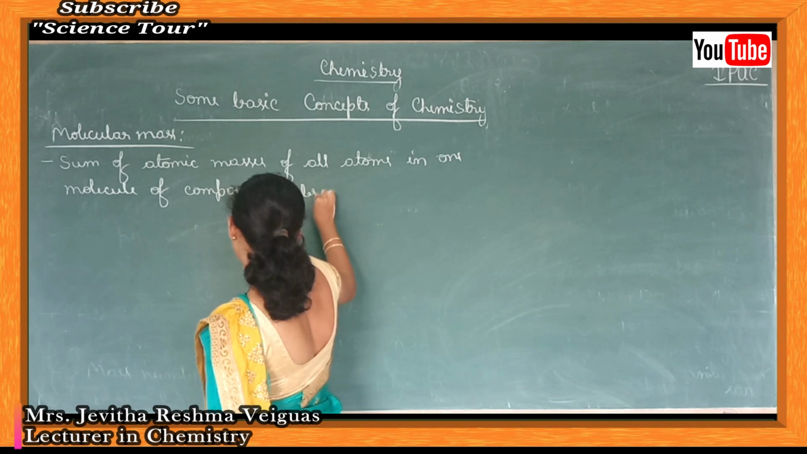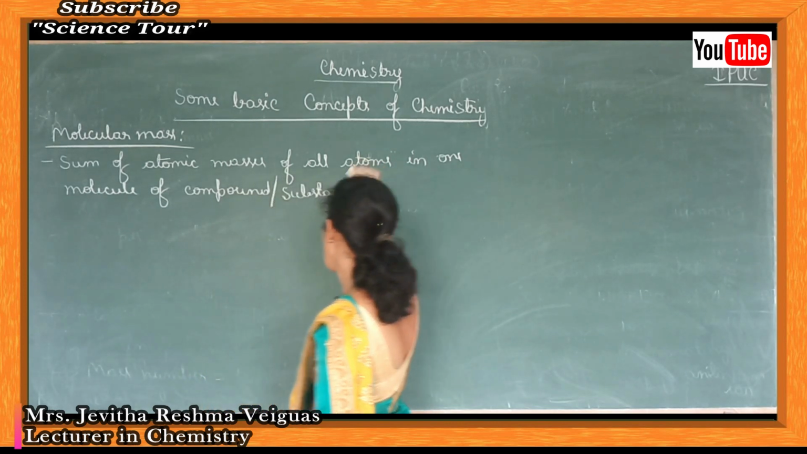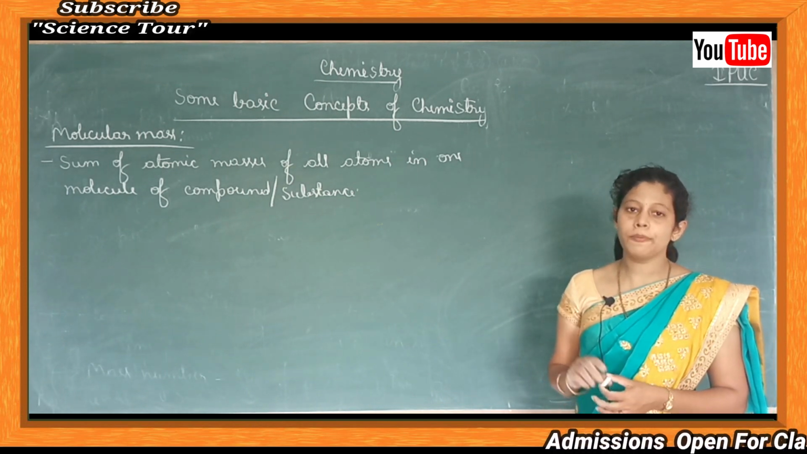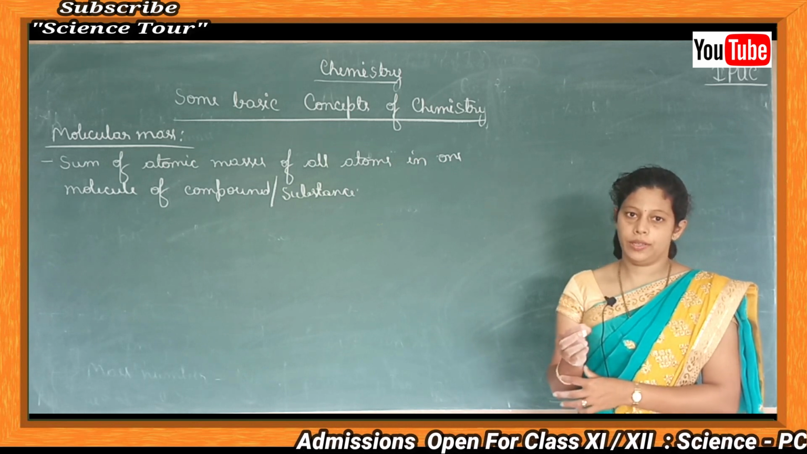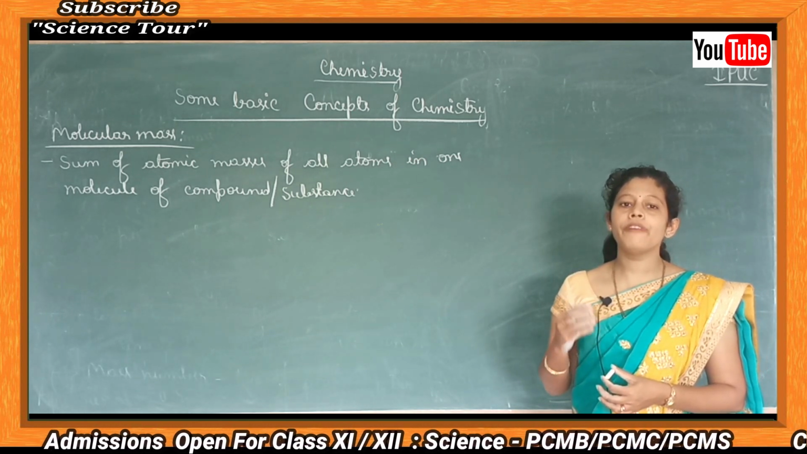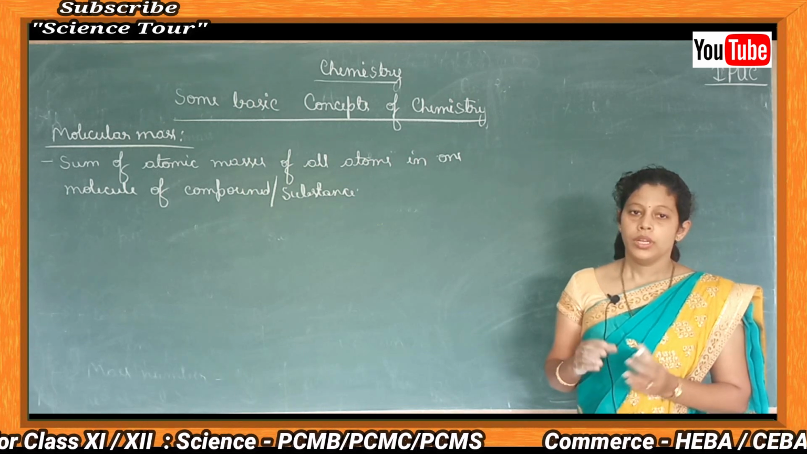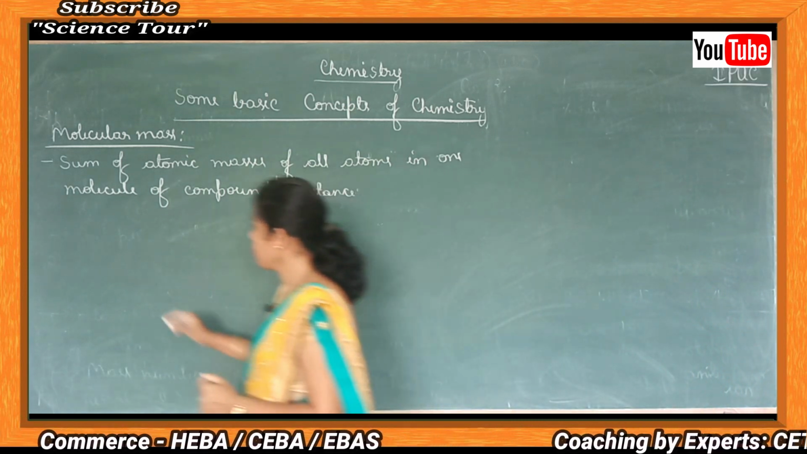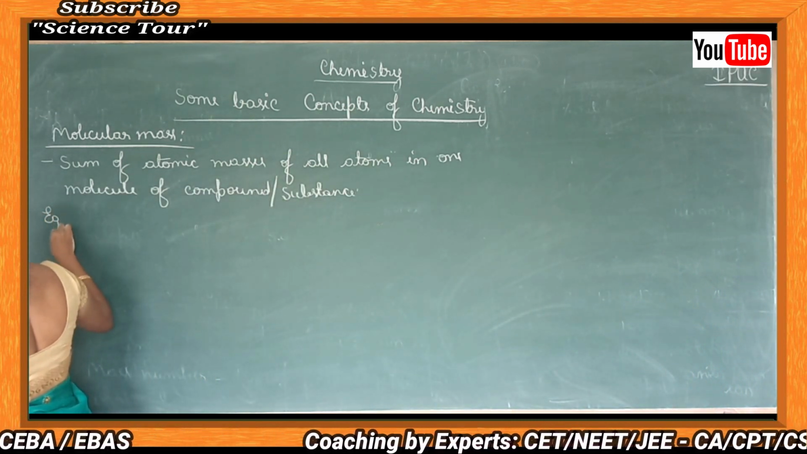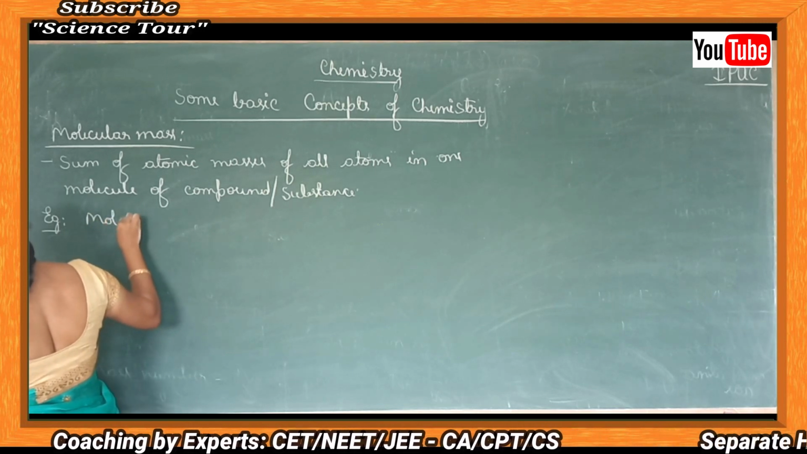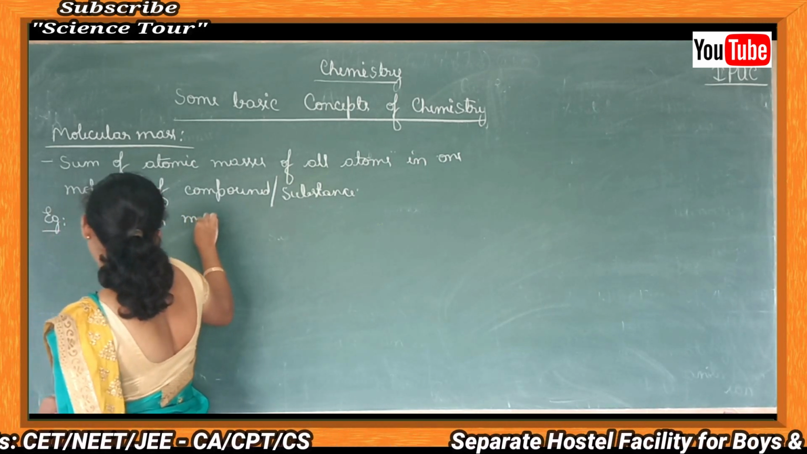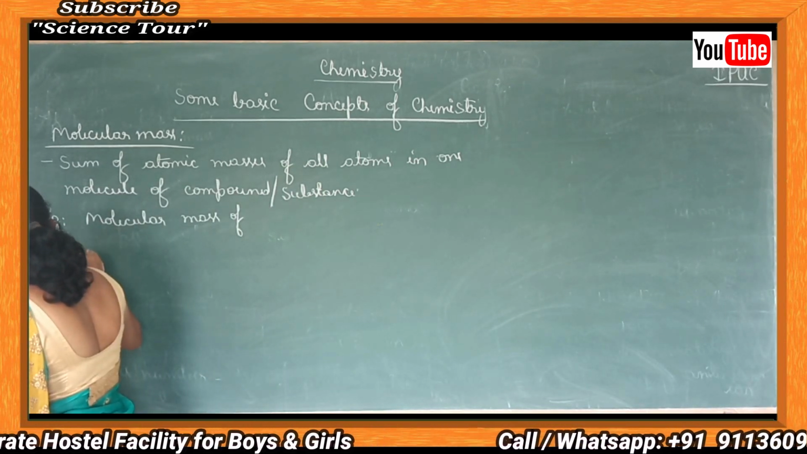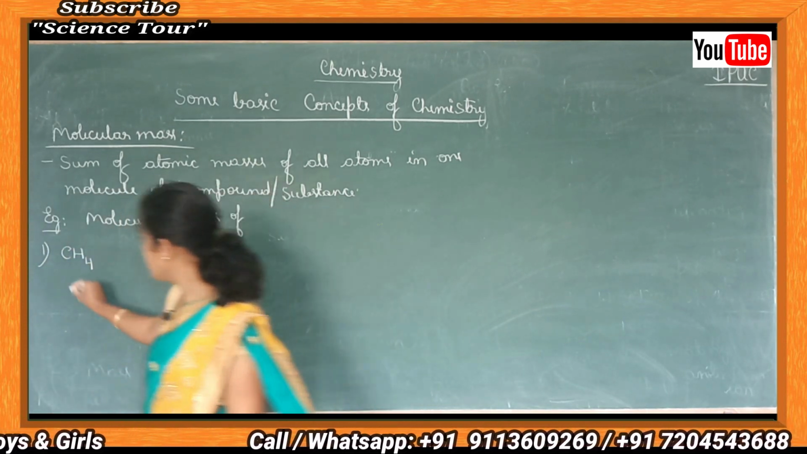It is a summation of atomic masses of all atoms present in one molecule of a compound or of a substance. How is it calculated? If the number of atoms of any element is more than one, it is the number of atoms multiplied by the atomic mass. Let's have examples. Molecular mass calculation of, first one, I'll take CH4. CH4 is methane.